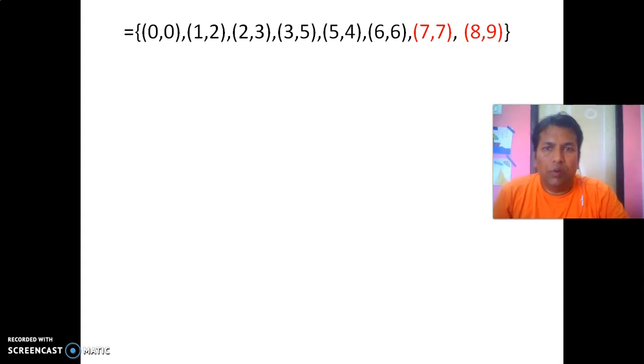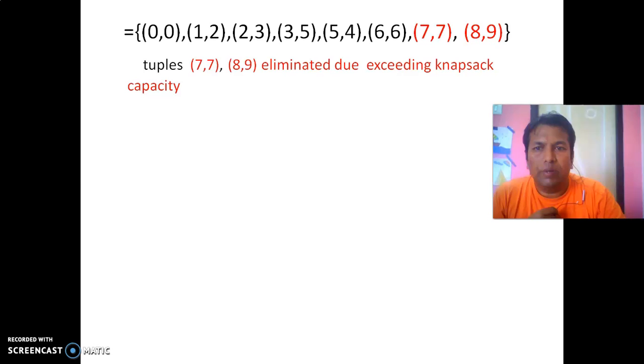Now look at this. The capacity of the knapsack is given as 6, but if you consider these two tuples, 7, 7 and 8, 9, they contain weight values of 7 and 9. The weight of this tuple is 7, and this tuple has the weight 9. These values exceed the capacity of the knapsack given in the problem, so these two tuples are eliminated. The resulting tuples are 0, 0, 1, 2, 2, 3, 3, 5, 5, 4, 6, 6.